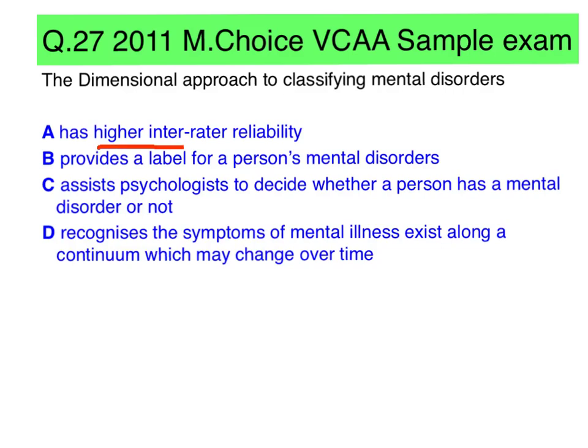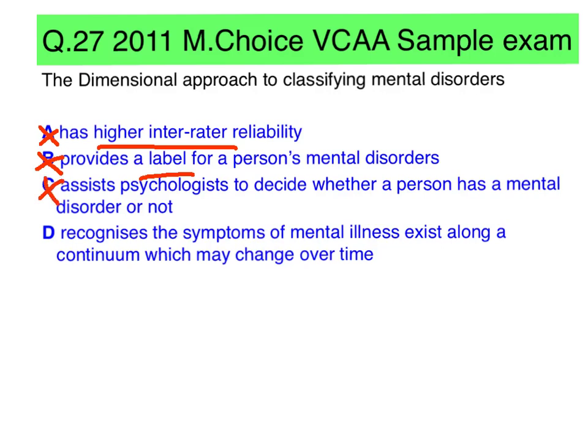Higher inter-rater reliability, well, that would refer to a categorical approach, so the opposite is true. Provides a label for a person's mental disorder. No, it doesn't. Categorical approach is more likely to lead to a label. Dimensional grades of severity. Assists psychologists to decide whether a person has a mental disorder or not. Well, that's referring to the diagnosis, which again, the categorical approach does. So again, for C, the opposite's true.